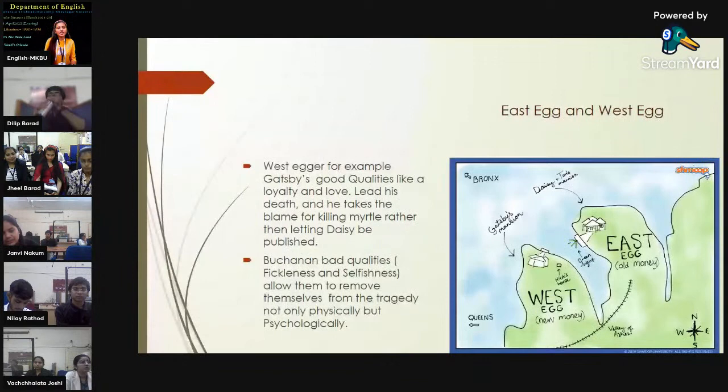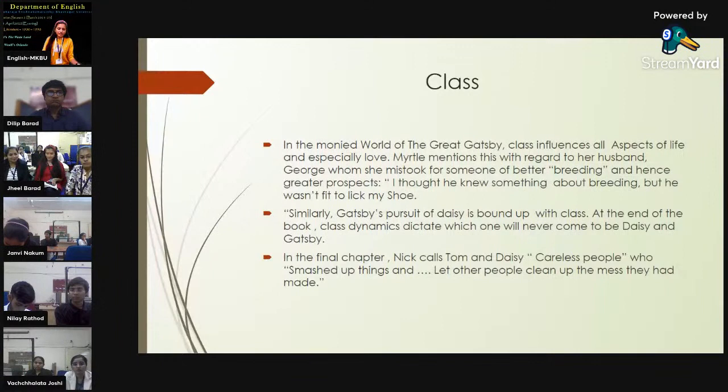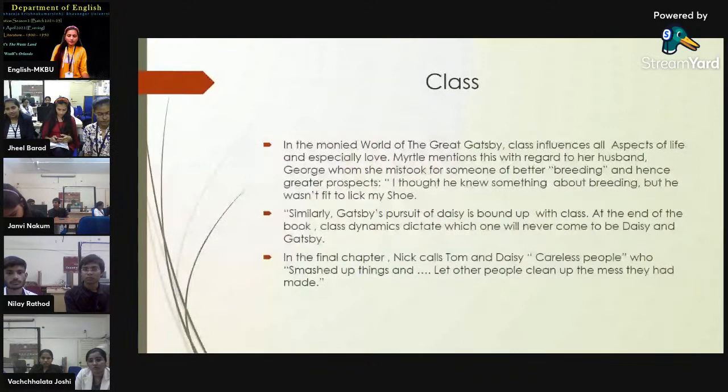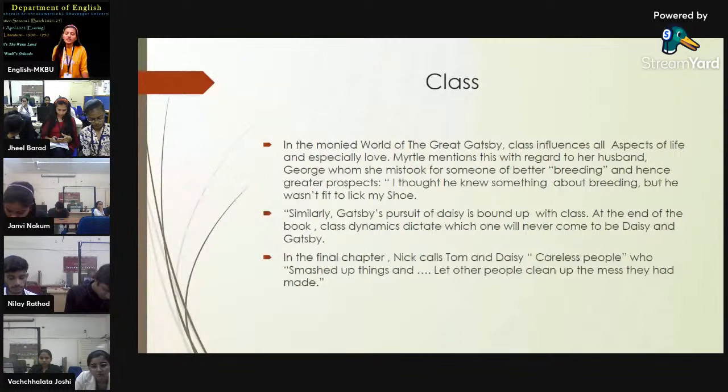The third is class. In the world of The Great Gatsby, class influences all, except of the old, and especially the low. Myrtle mentioned this with regard to her husband, George: "I thought he knew something about gripping, but he wasn't fit to lick my shoes." Similarly, Gatsby's pursuit of Daisy is bound up with class. In the end of the book, class denies the dream, which will never come to be for Daisy and Gatsby.